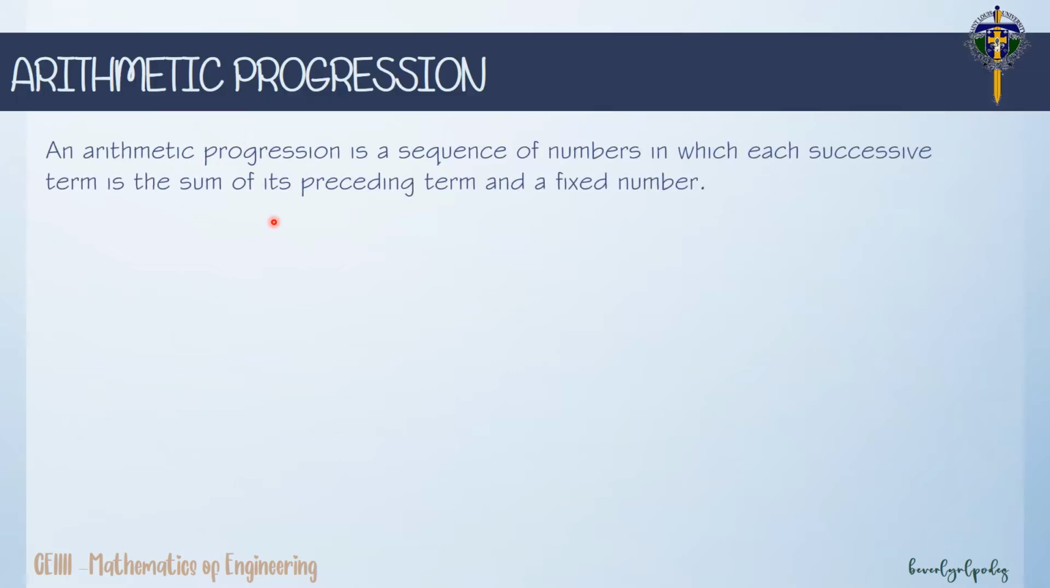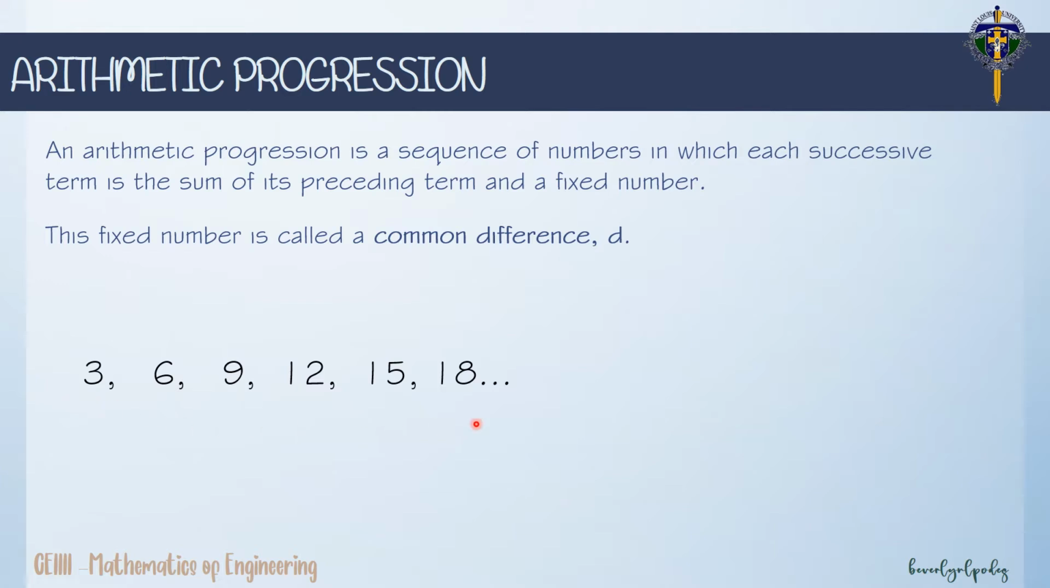An arithmetic progression is a sequence of numbers in which each successive term is the sum of its preceding term and a fixed number. This fixed number is called the common difference. Below is an example of an arithmetic progression.